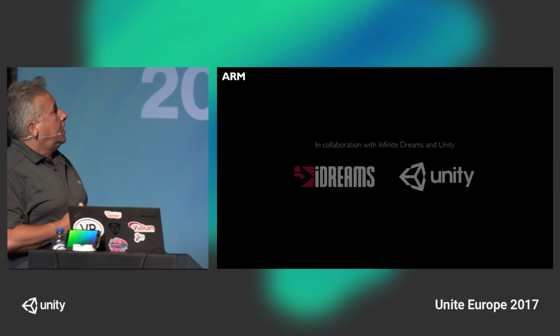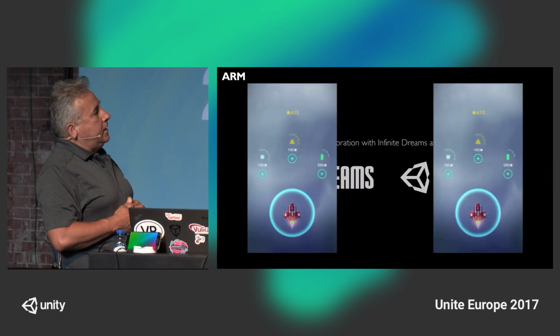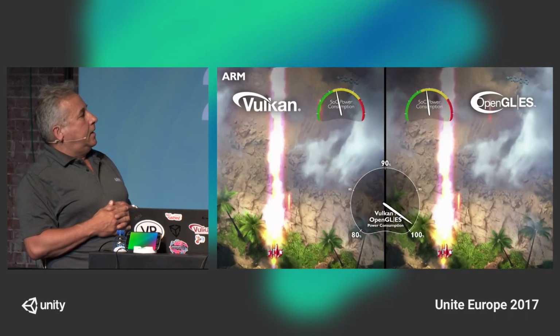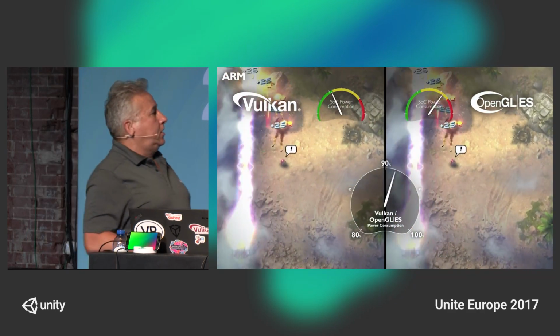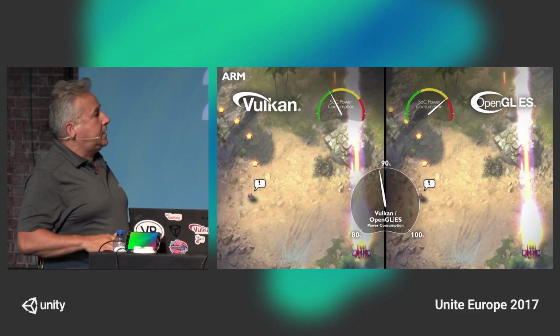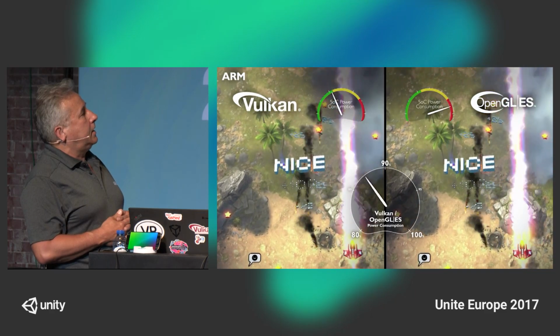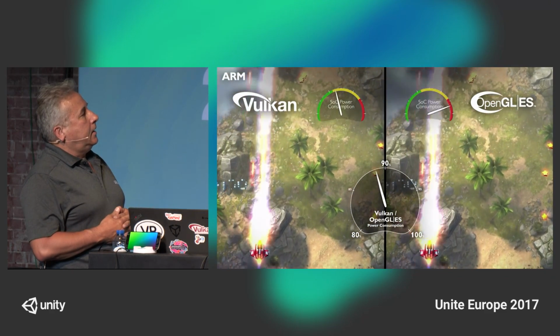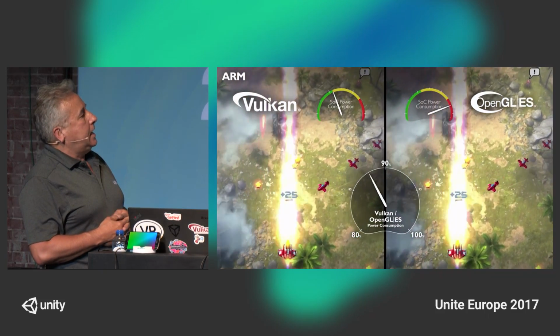And this is what we got when comparing Vulkan execution with OpenGL ES exactly under the same conditions, with the same scene, same graphic complexity, and you can see that the power consumption in Vulkan is always less than the power consumption when running on OpenGL ES.